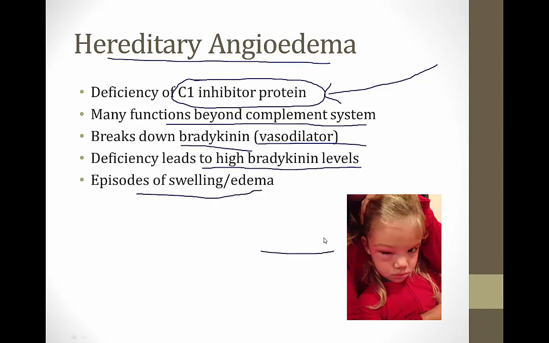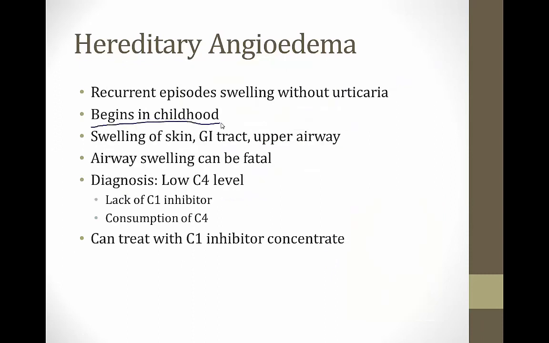This is a picture of a child with angioedema. You can see how there's puffiness and swelling around her eye. Now you can get this from bee stings and other types of reactions, but this also occurs in hereditary angioedema, and it's dangerous because it can involve the entire face and even the throat and the tongue, and then people can have problems breathing.